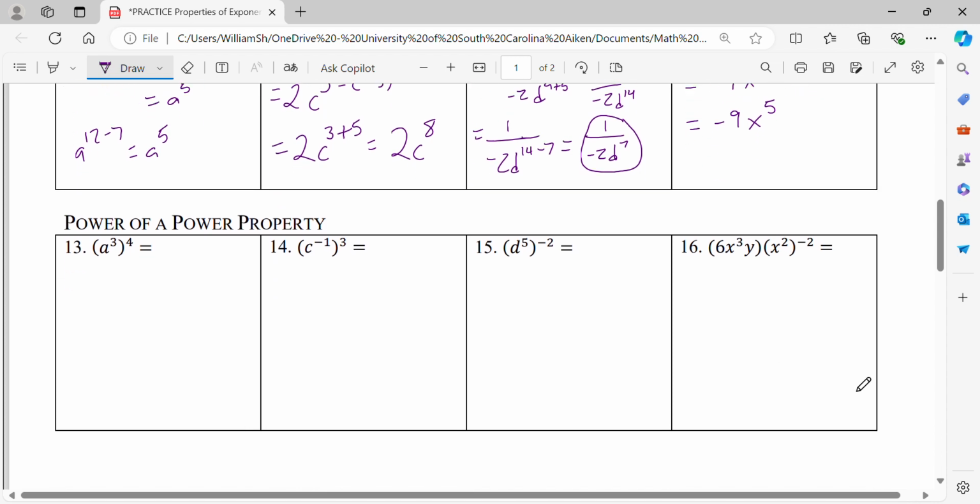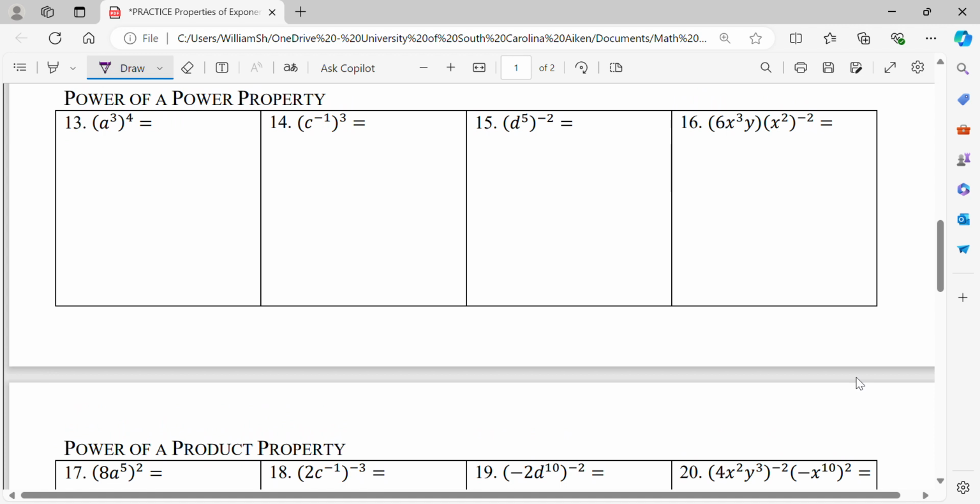Let's look at a power of a power property here. See what we get. So number 13 says a to the 3rd raised to the 4th power. Now, power of a power, we multiply. Keep that in mind. Power of a power, we multiply. What that means is essentially all I have to do here when I have a to the 3rd to the 4th is just multiply the 3 and the 4. That simplifies to a to the 12th. Power to a power, we multiply.